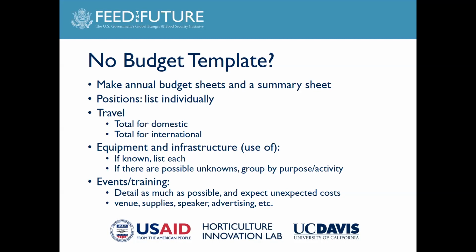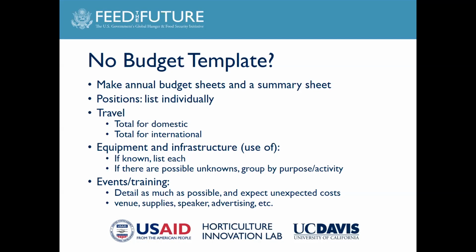Travel. You want to provide a total for domestic travel and a total for international travel, two separate lines. Equipment and infrastructure. If you know exactly what you're going to need in terms of equipment and infrastructure, list each one on a separate line and give your best estimate of the cost. As I mentioned earlier, it's probably good to round up a little bit rather than finding yourself short on money later. And if there's possible unknowns, you can group them by the purpose or activity.